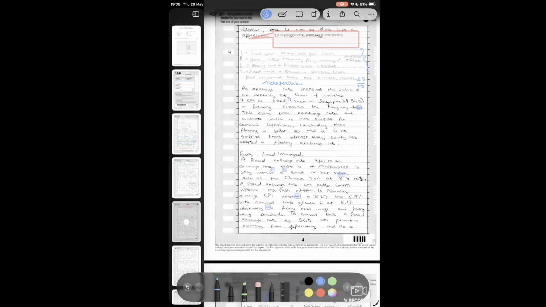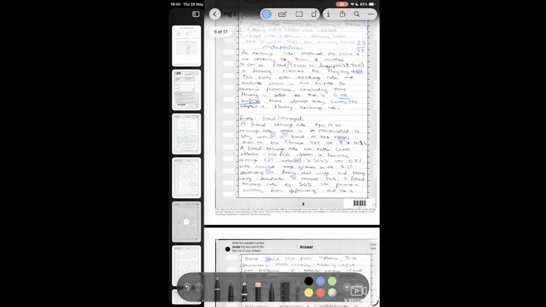This essay will... Okay, you know when you write fast, you do miss out a bit. This essay will explore both exchange rates and evaluate which is more suitable for economic performance, concluding that floating is better, and there is no surprise that almost every country has adopted a floating exchange rate. Guys, no surprise, use that. If there's something that's slightly obvious, like do you want to keep inflation low and stable, it is no surprise that every country has done that. If you want to, for example, this exchange rate thing, it is no surprise that every country has done that. It shows the examiner that you're now linking this to a much broader perspective.